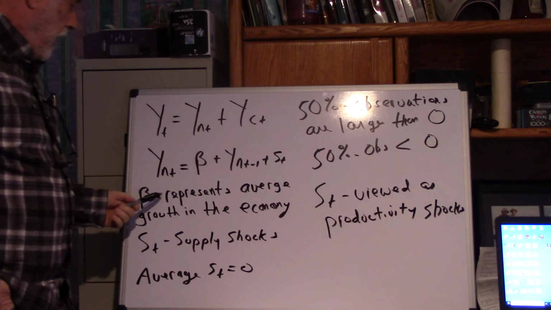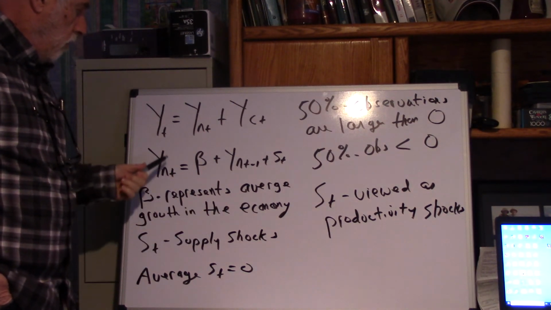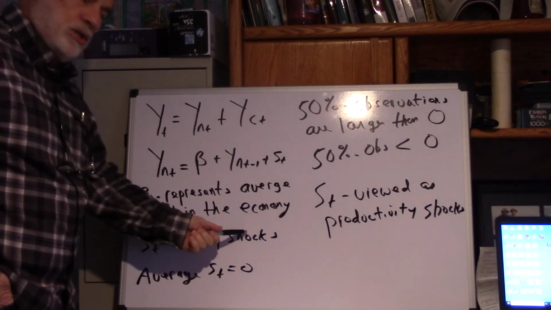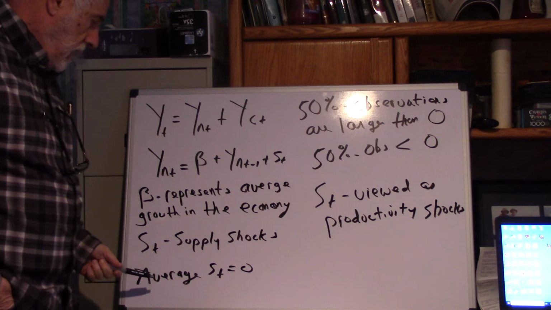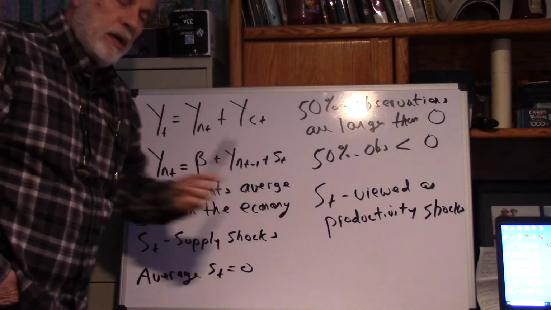So beta represents the average growth rate in the economy, mostly represented by the movements in the natural level of output. And then st is a supply shock, and the supply shock will be represented as productivity shocks, but we'll get there in a second.